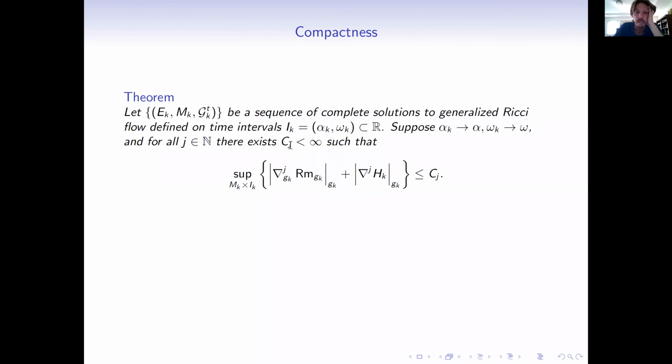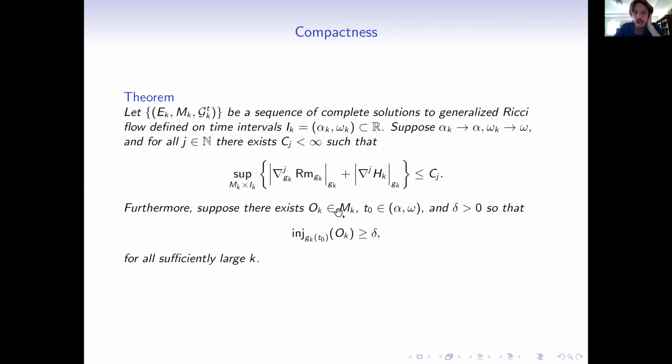And I just assume uniform bounds on all derivatives of curvature and torsion in all of space-time. And then I furthermore fix some origin o_k in each M_k, and some time t_0 in the limiting time interval (α, ω), and I suppose there exists a delta so that the injectivity radii of the kth metric at this time t_0 at the origin point is bounded below by delta, for all sufficiently large k, basically for all k. So the two key hypotheses are uniform bounds on all these geometric quantities, as well as a lower bound on the injectivity radius at one point in space-time.